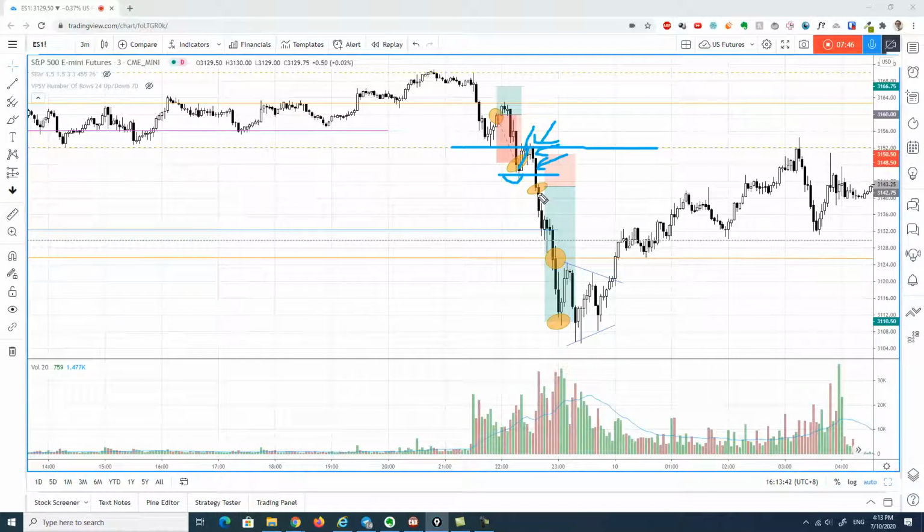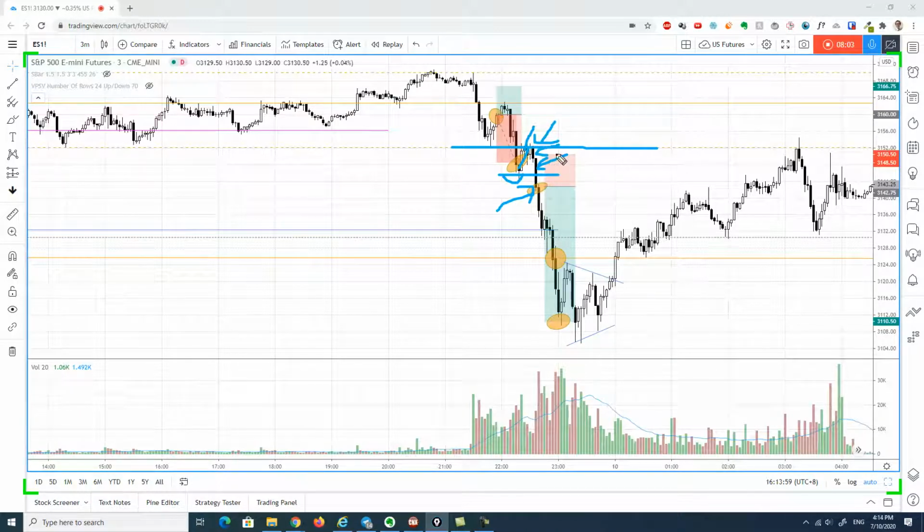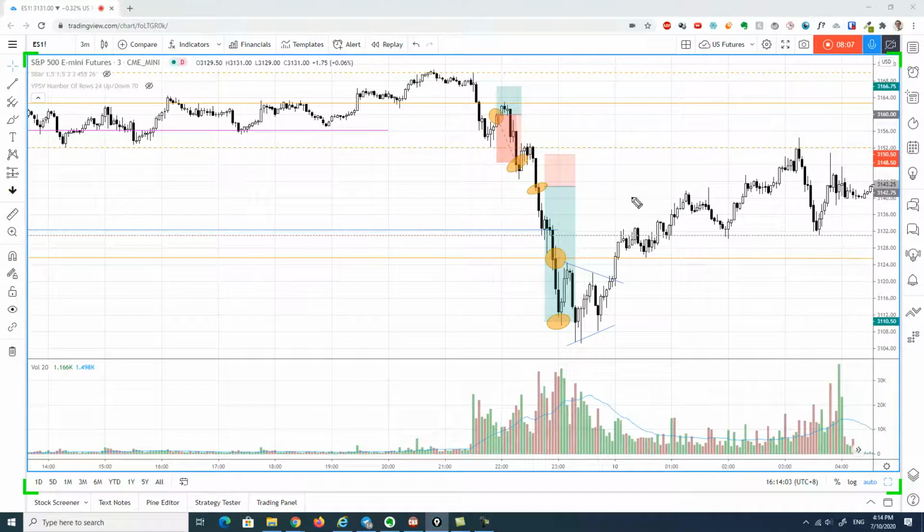So my bias from then onwards just switched from bullish to bearish, and we can see that it actually just penetrated through this low formed here, and this is actually my entry here. I just entered the short here with my stop just above this big bearish bar here. So that's my stop, that's my entry, and I just rode it through to the downside.